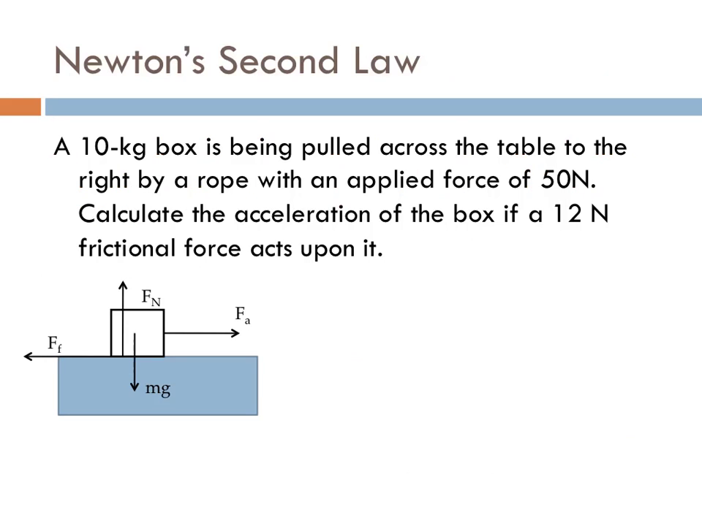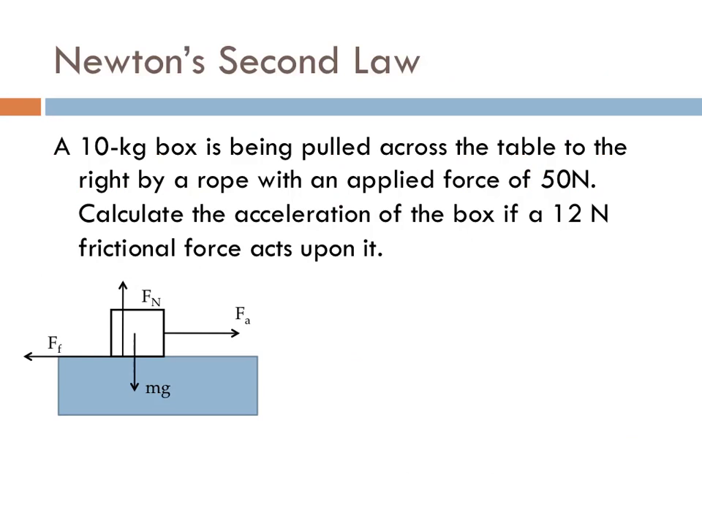So this is a very simple example of an accelerated motion. Here we have a 10 kilogram box being pulled across the table to the right by a rope with an applied force of 50 newtons. Calculate the acceleration of the box if a 12 newton frictional force acts upon it.